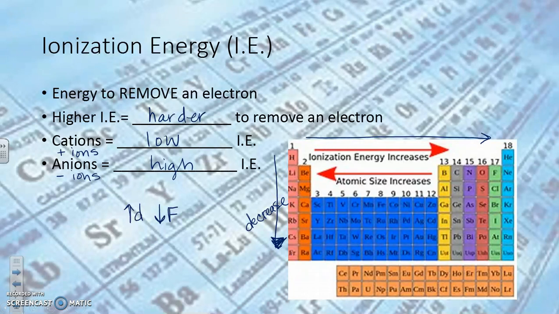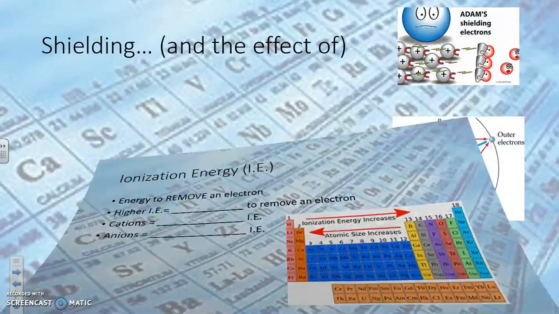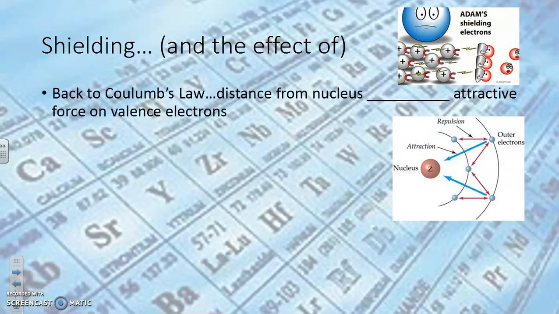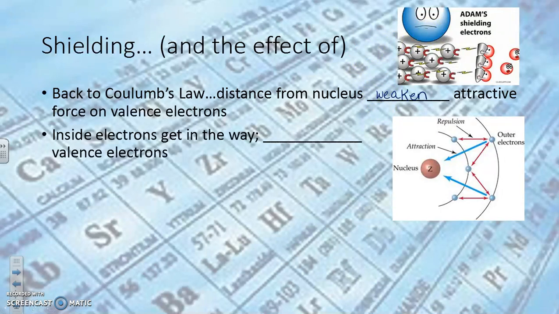We call that shielding. Okay, the inside electrons are shielding those outside electrons and keeping the nucleus from holding those electrons in. All right, and I think this one's all about shielding. Okay, so back to Coulomb's law. The distance from the nucleus is going to do what to the attractive force on the valence electrons? It is going to weaken it or make it decrease. Okay, the inside electrons are going to get in the way.